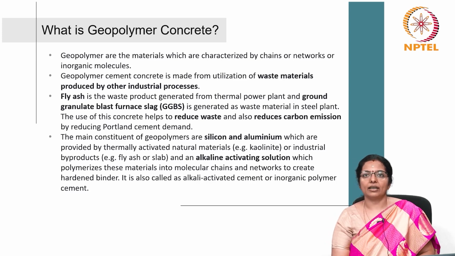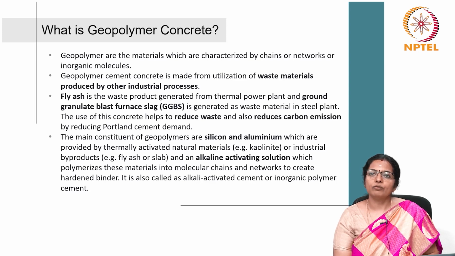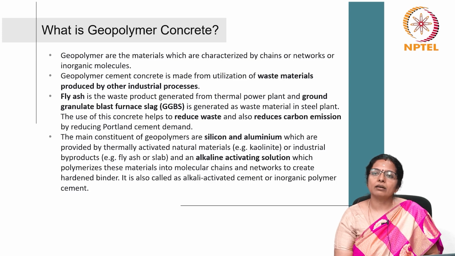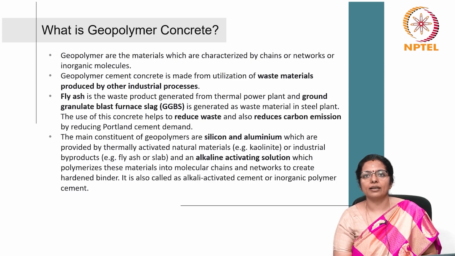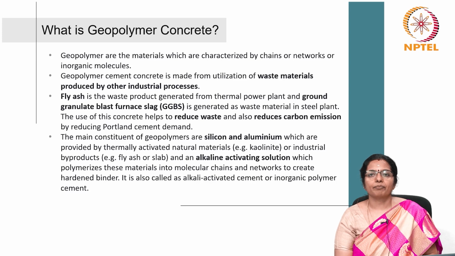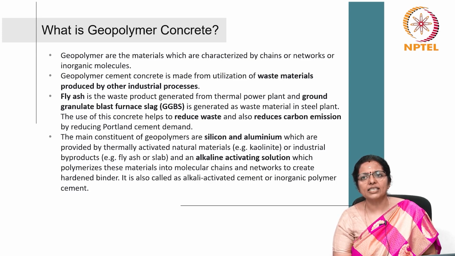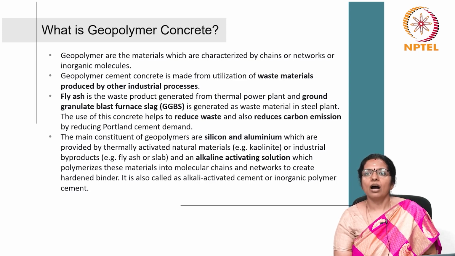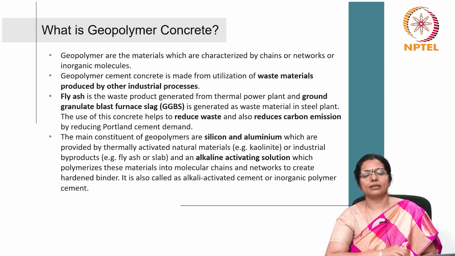The use of this concrete helps to reduce waste and also reduces carbon emission by reducing Portland cement demand. The main constituents of geopolymers are silicon and aluminum, which are provided by thermally activated natural materials such as kaolinite or industrial byproducts such as fly ash or slag, and an alkaline activating solution which polymerizes these materials into molecular chains and networks to create a hardening binder. It's also called an alkali activated cement or inorganic polymer cement.